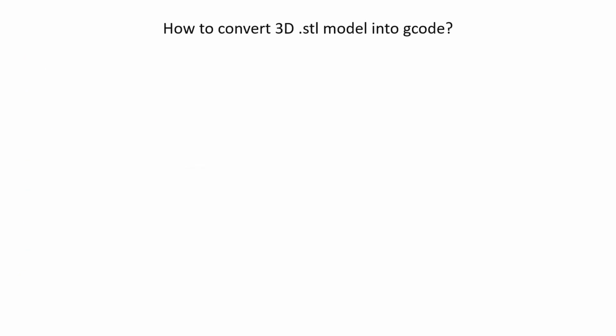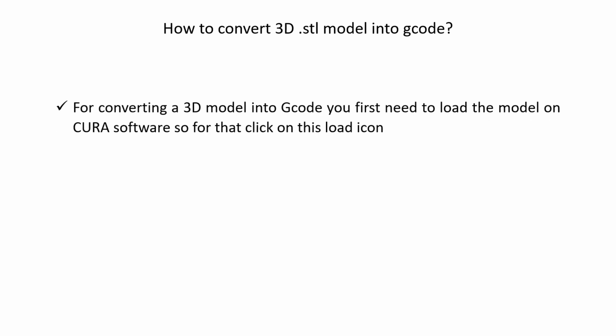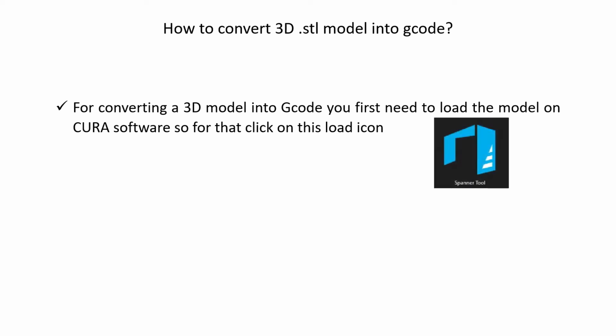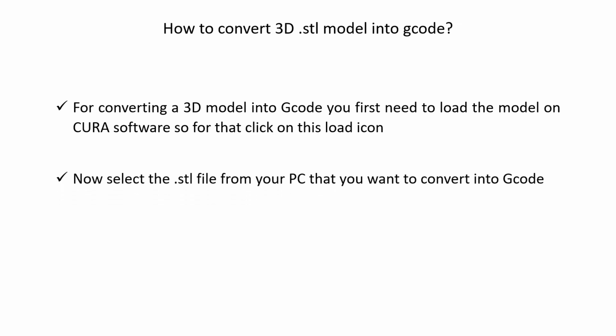How to convert a 3D .stl model into G-code. For converting a 3D model into G-code, you first need to load the model in Cura software. So for that, we click on this load icon. Now select the .stl file from your PC that you want to convert into G-code. Then click OK, and this will load the .stl file in Cura.